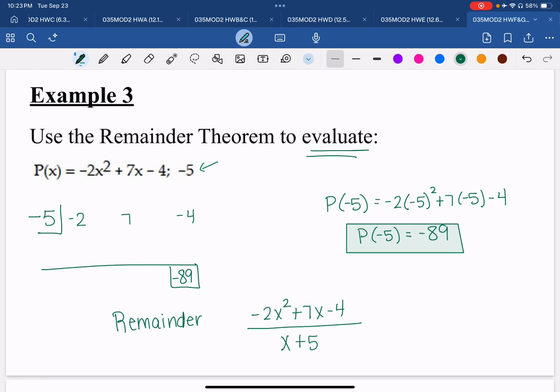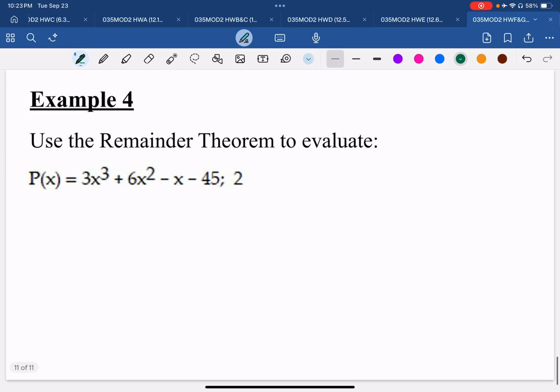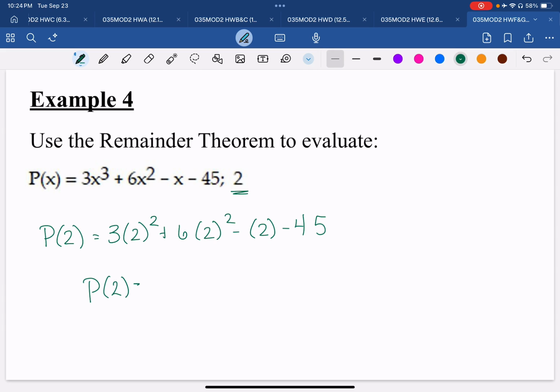All right, last one. Here, again, if we're evaluating, we're just going to find p of 2. We're going to plug that in our calculator, and we get 1. And that's the remainder theorem.